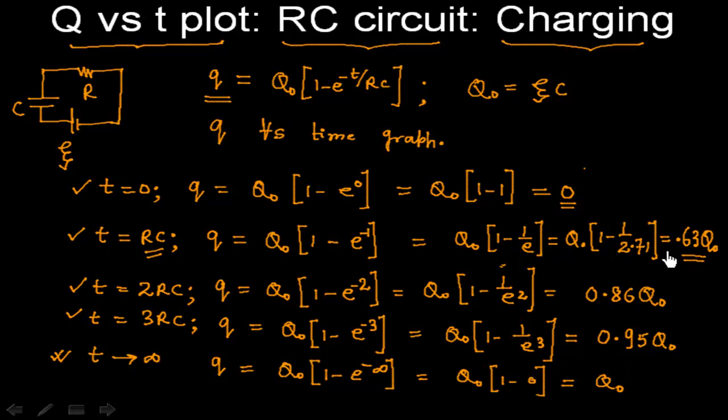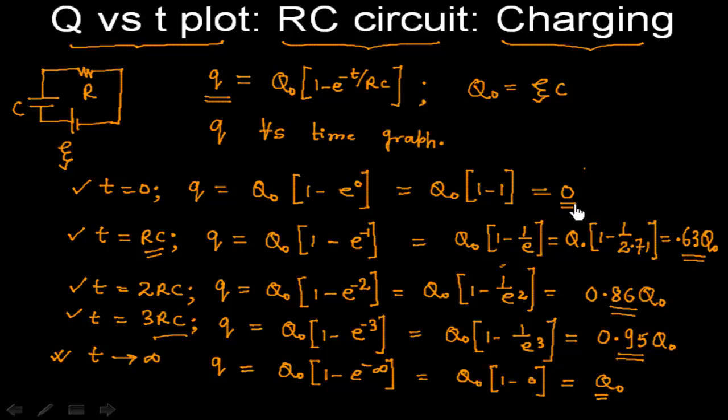So I can say after 1 time constant, 63% of the capacitor has charged. Similarly, I can say after 2 time constants, 86% of the full charge has been charged. After 3 time constants, this is 95% charge. Similarly, when t is infinite, it is charged up to the final charge, that is the maximum charge Q naught.